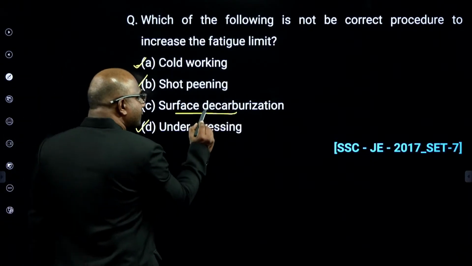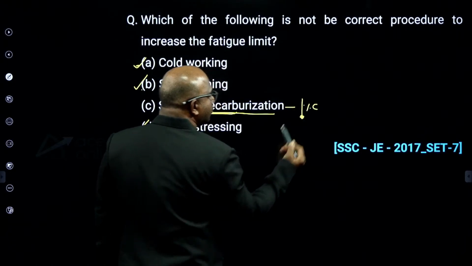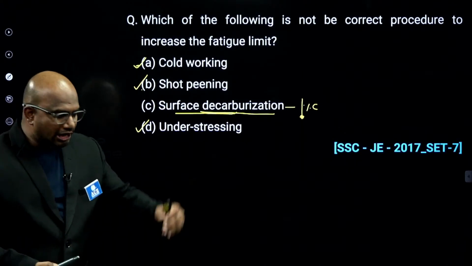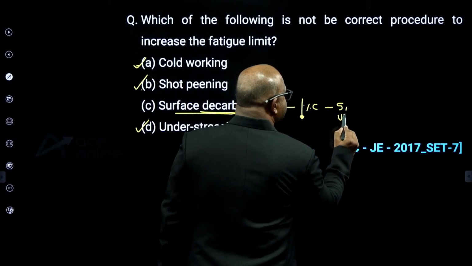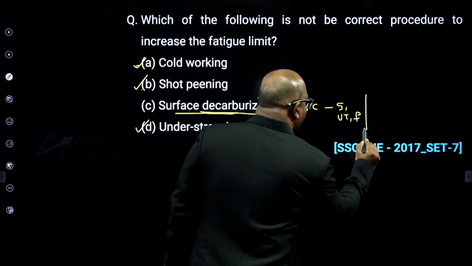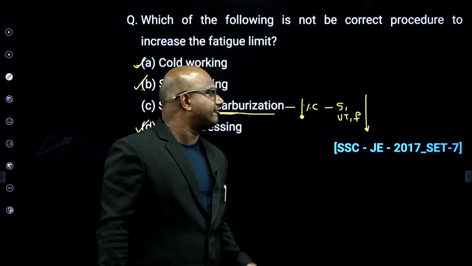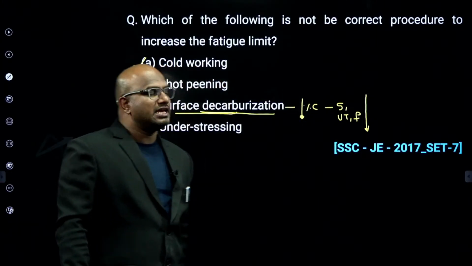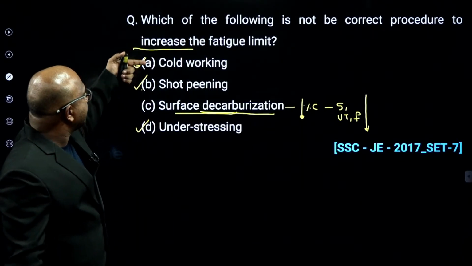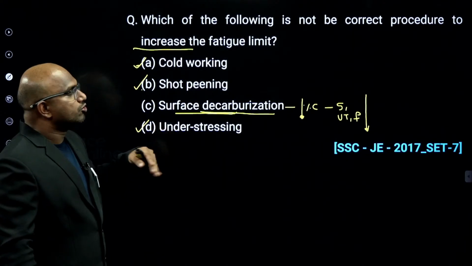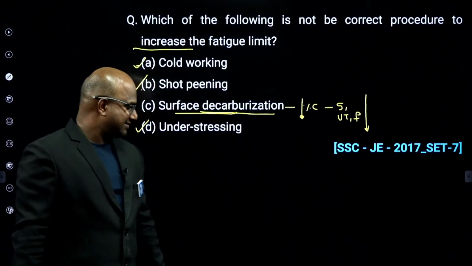Why? Because surface decarburization means you reduce the carbon percentage on the surface. When you reduce the carbon percentage on the surface, guys, the ultimate strength and even the fatigue strength will all be reduced. Whenever carbon percentage is reduced, it becomes a little soft, so all the strength will be reduced. But he is asking to increase the fatigue strength. So cold working, shot peening, and understressing increase it, and this one is to decrease. So the answer is option C.